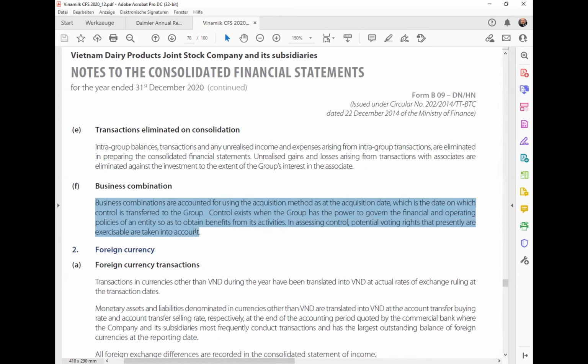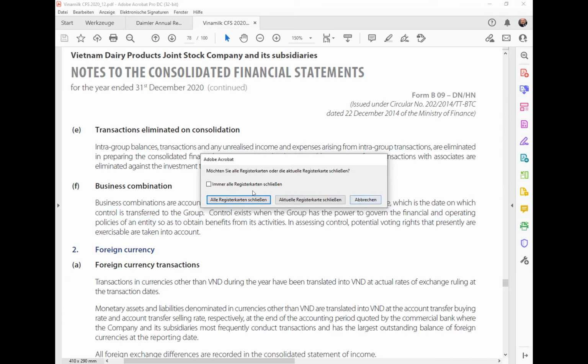Business combinations are accounted for using the acquisition method as at the acquisition date, which is the date on which control is transferred to the group. Control exists when the group has the power to govern the financial and operating policies of the entity so as to obtain benefits from its activities. In assessing control, potential voting rights that presently are exercisable are also taken into account. All right, I think that we see that this works similarly.